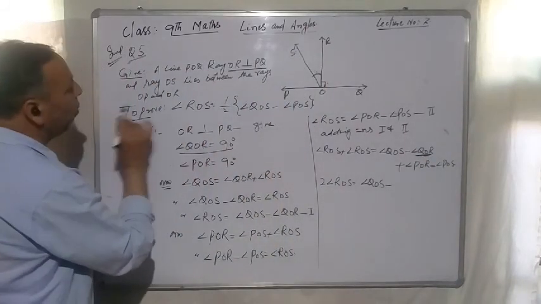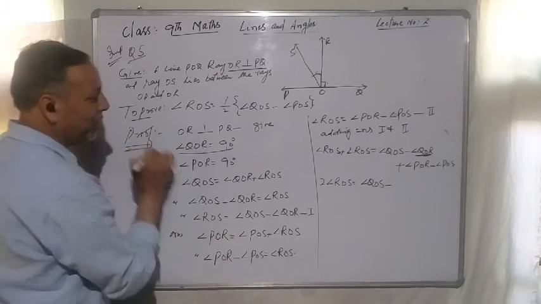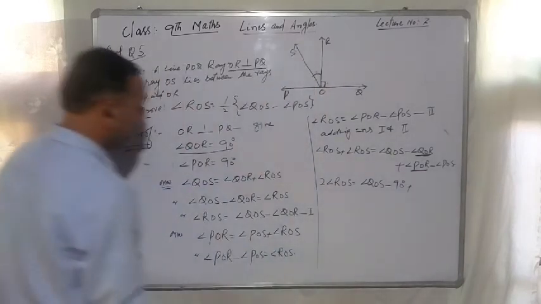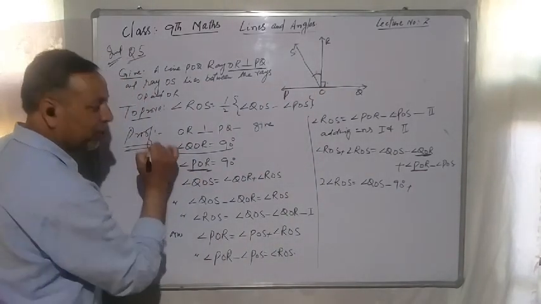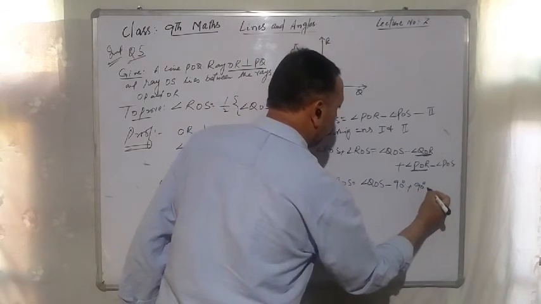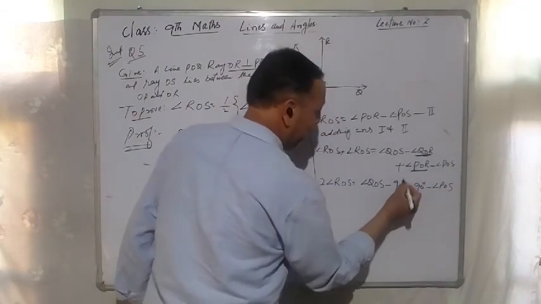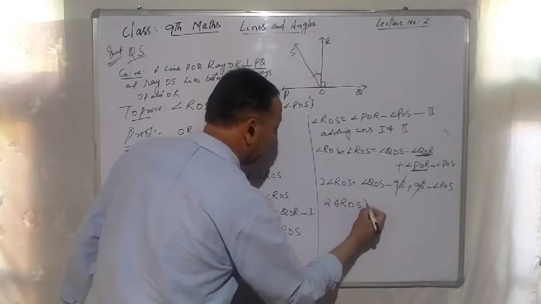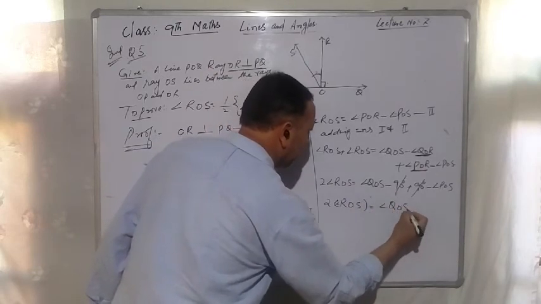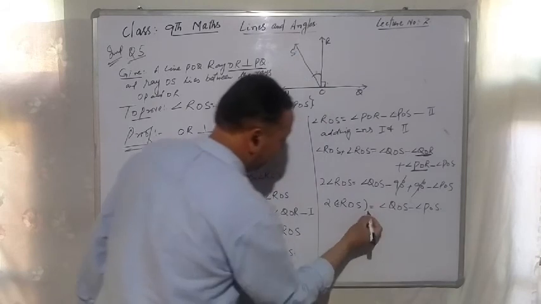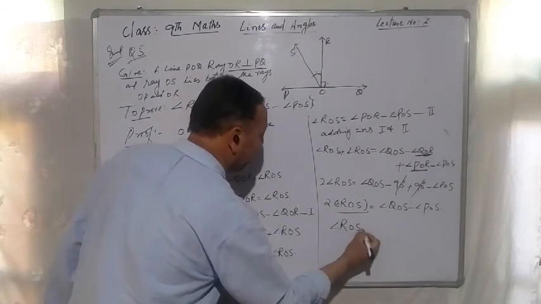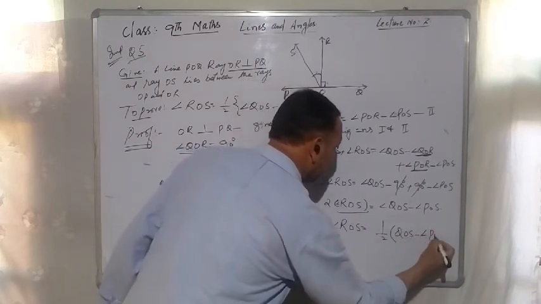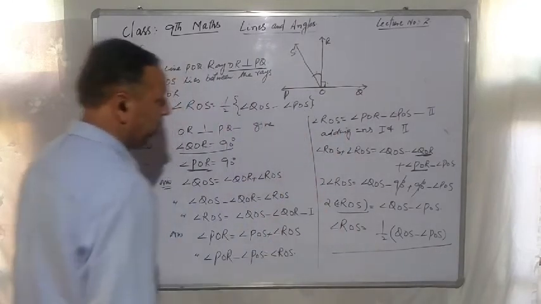Look, angle QOR, that is 90 degree. So instead of angle QOR, let me write 90 degree plus angle POR. Here, POR, that's also 90 degree minus angle POS. Minus 90 plus 90 cancels. That means twice angle ROS is equal to angle QOS minus angle POS. So angle ROS, you transpose 2 here, it will be 1/2 of angle QOS minus angle POS. This proves the question.